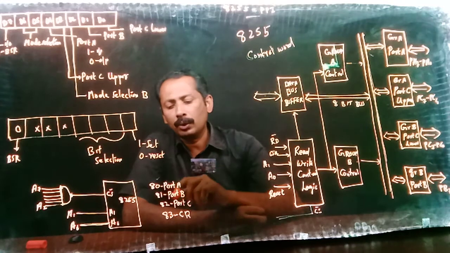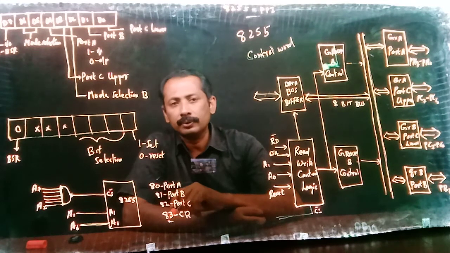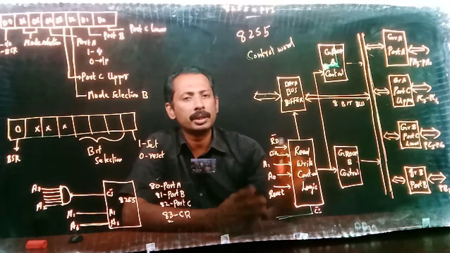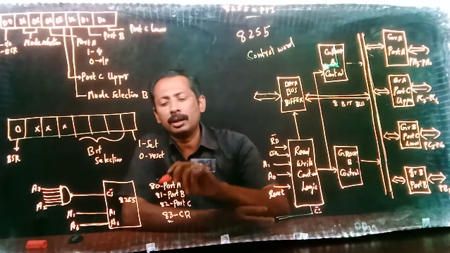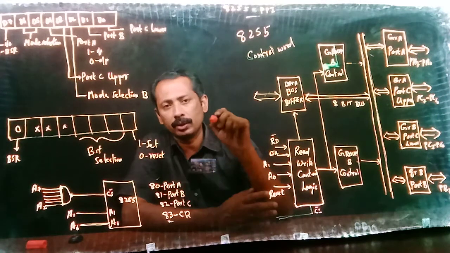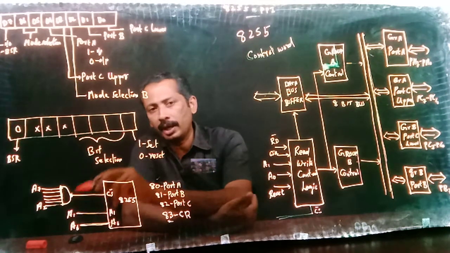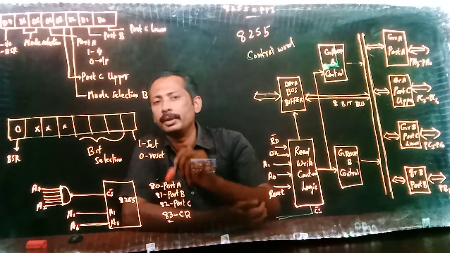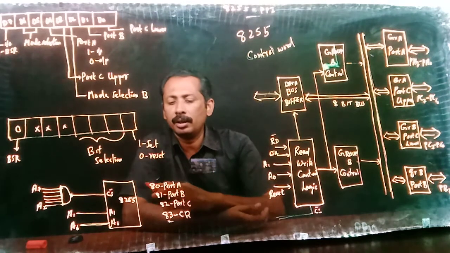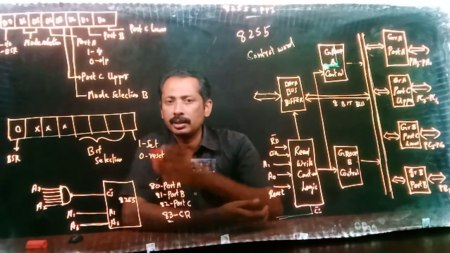Look at the control register address: it is 83. The address of the control register is 83. The address of port A is 80. So if the decoding logic is like this, the addresses are 80, 81, 82, 83. We can arrange this address as we wish.